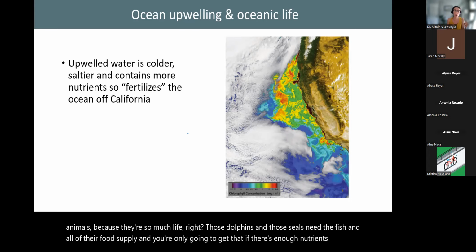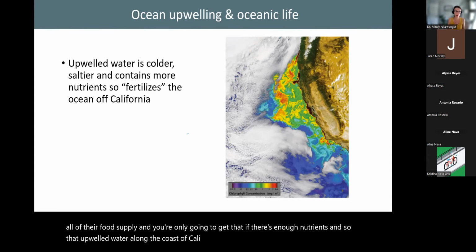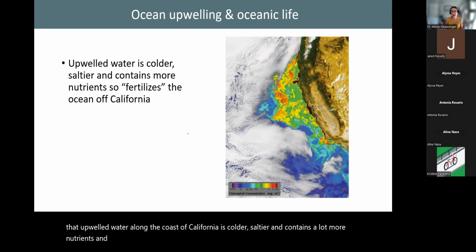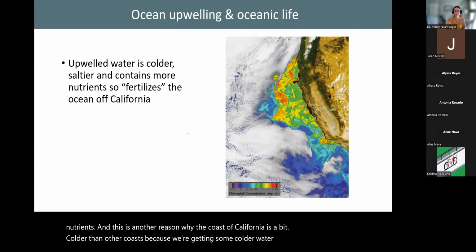And so that upwelled water along the coast of California is colder, saltier, and contains a lot more nutrients. And this is another reason why the coast of California is a bit colder than other coasts, okay? Because we're getting some colder water coming up.